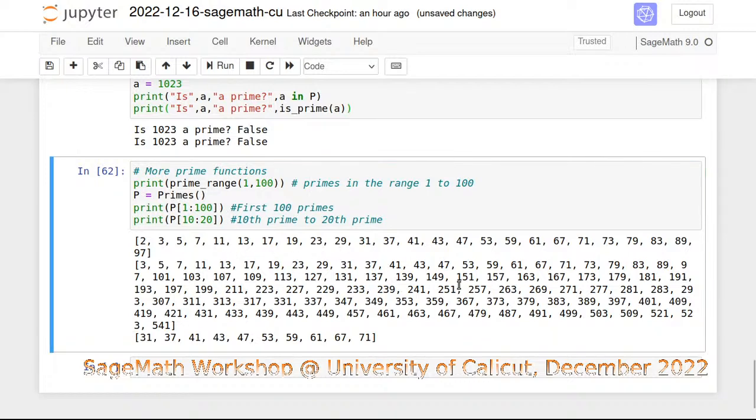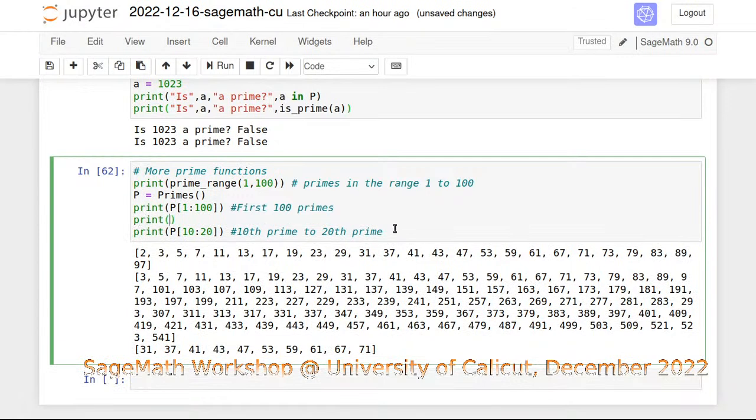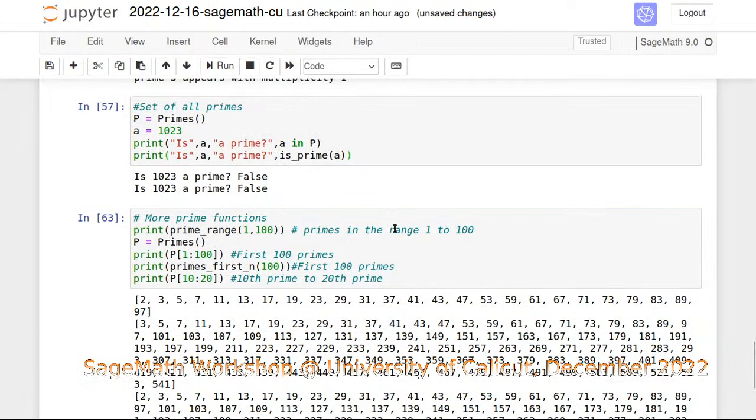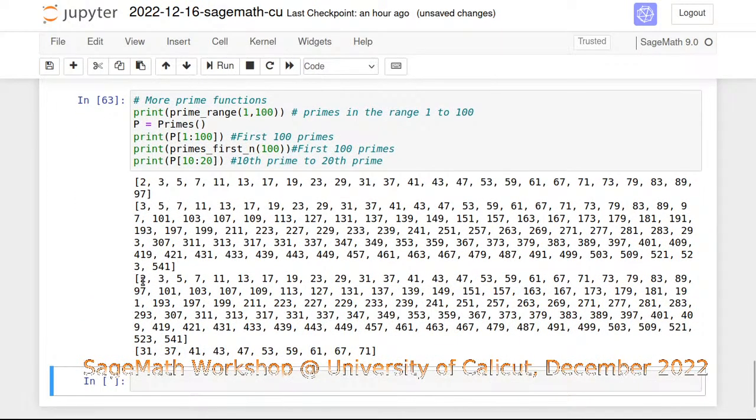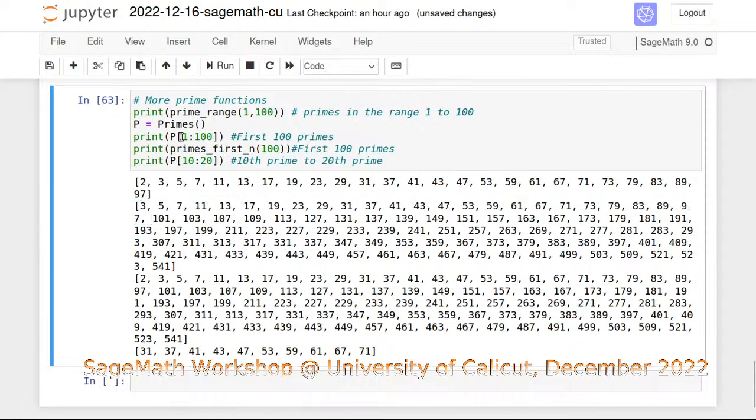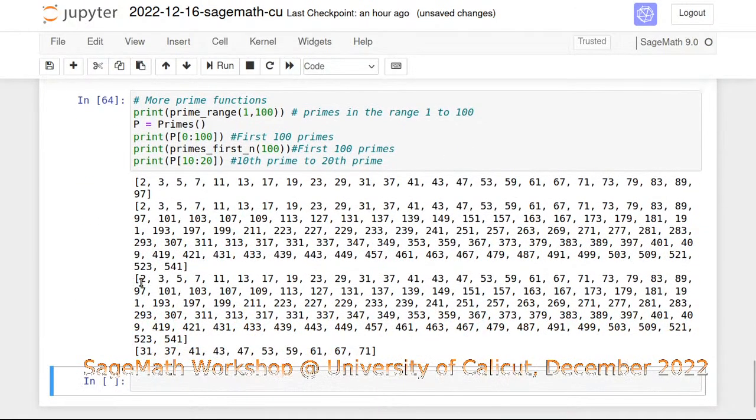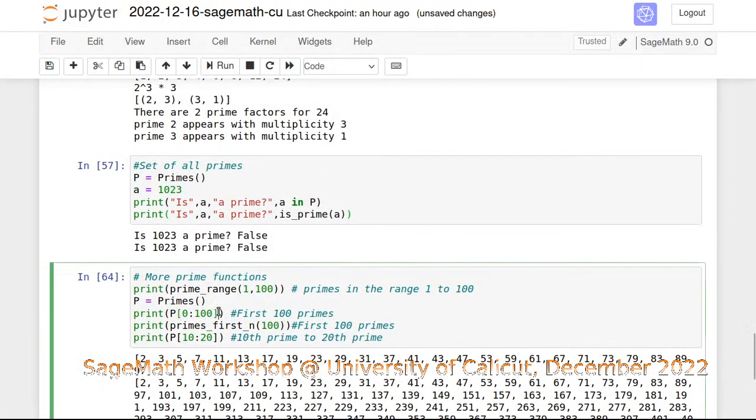So in fact, 1 to 100 is equivalent to writing primes first n. Suppose we want the first 100 primes, these two are equivalent. I should have written 0 to 25, because otherwise the first prime is P0.